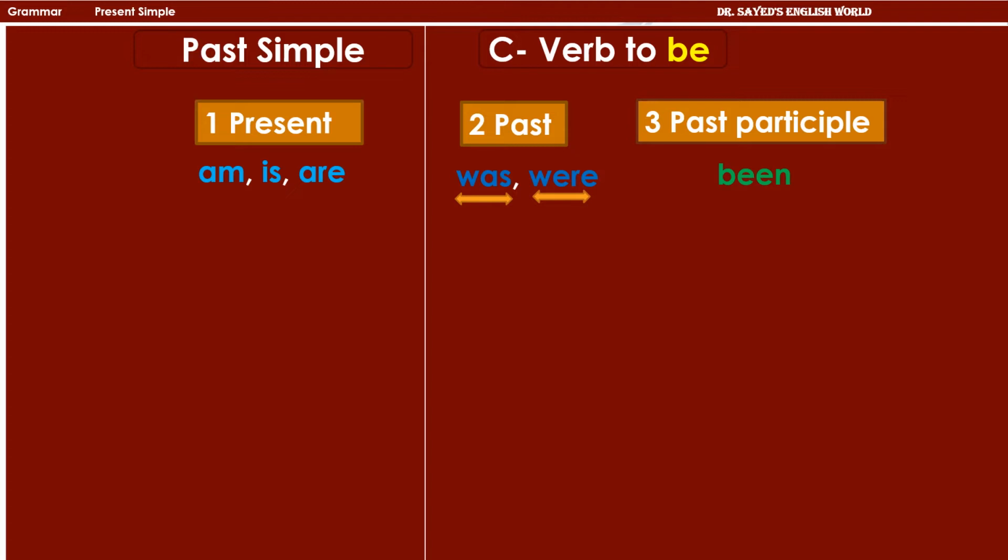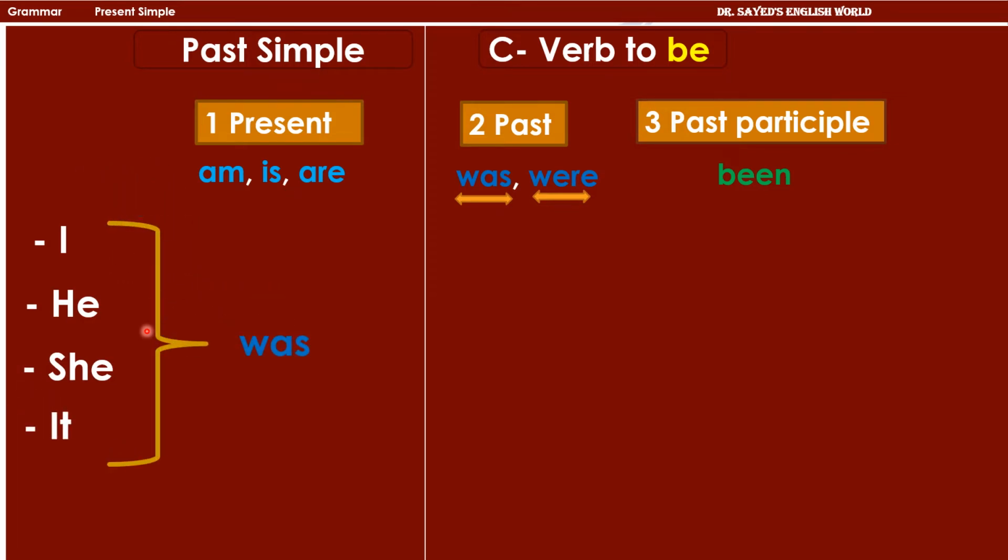So let's see when we're going to use was and when we're going to use were. Actually, with the pronouns I, he, she, and it, okay, we use was. And with the pronouns you, we, and they, we use were. Okay. هنا مع الضمائر I وهي وشي وإت بنستخدم was. مع you, we, وthey بنستخدم were.